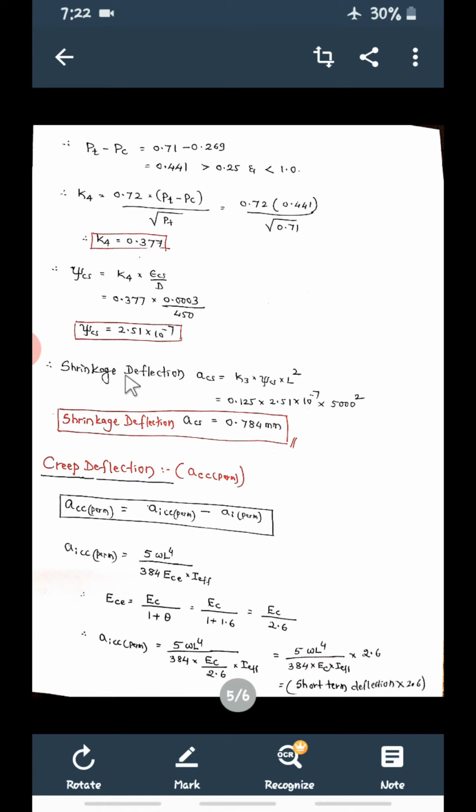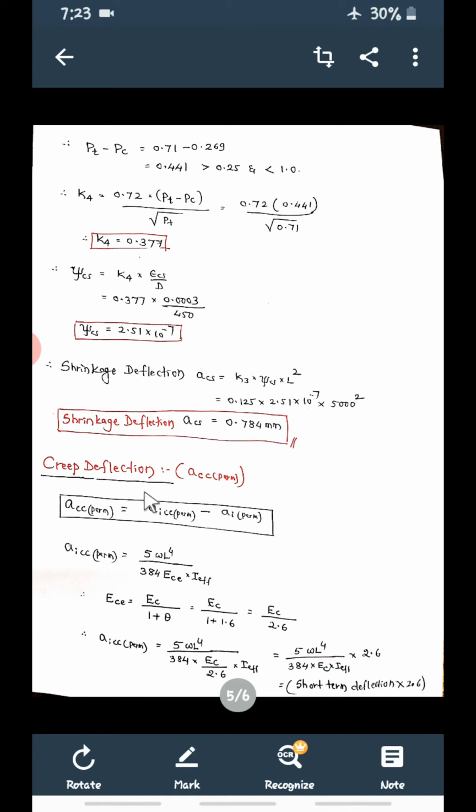Finally, substitute: shrinkage deflection ACS is equal to K3 into φCS into L square. So 0.125 for K3, into φCS, 2.51 into 10 raised to minus 7, into 5000 square, the span 5000 mm. So shrinkage deflection ACS is equal to 0.784 mm. This is the second term, shrinkage deflection.